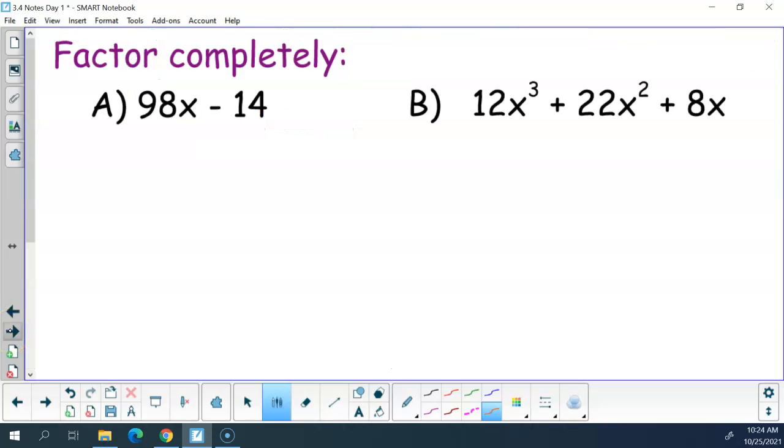Let's factor these completely. So if I have 98x minus 14, first thing I ask myself is, self, can there be a greatest common factor?